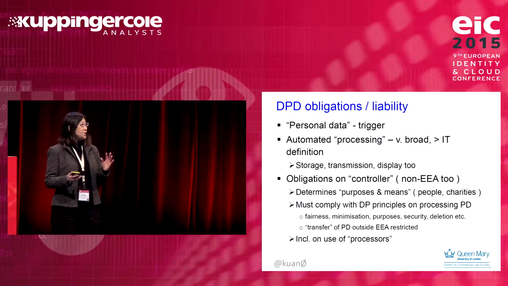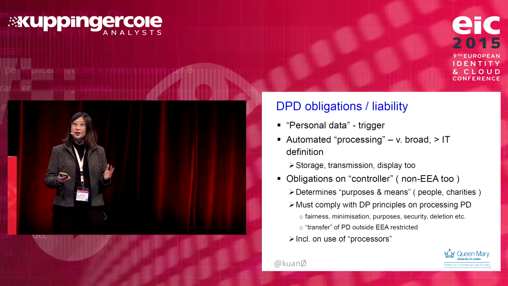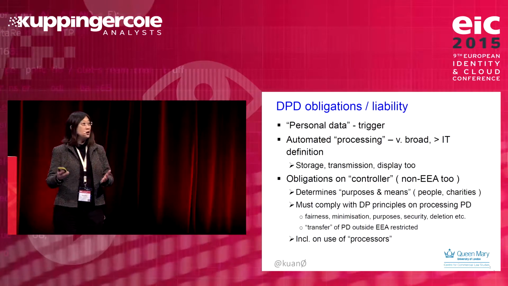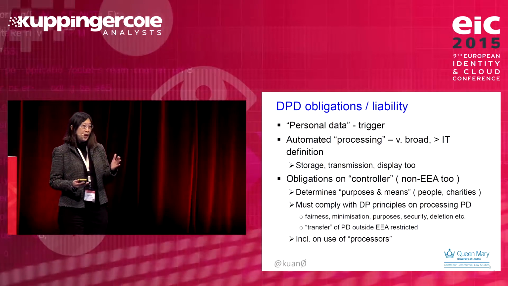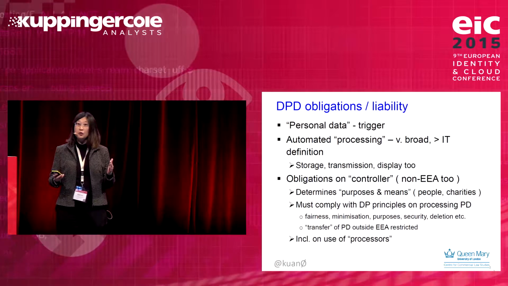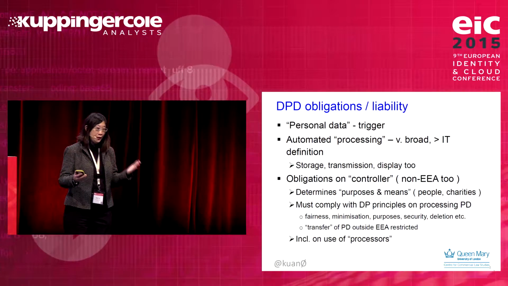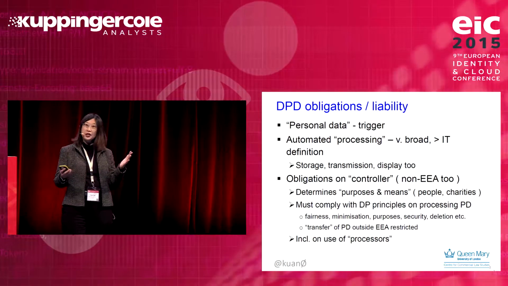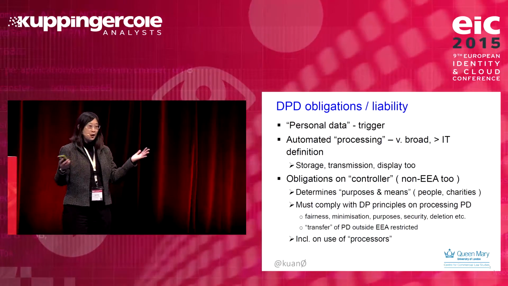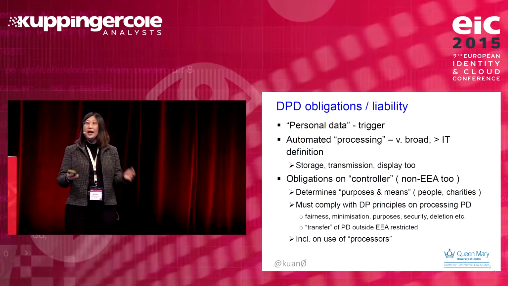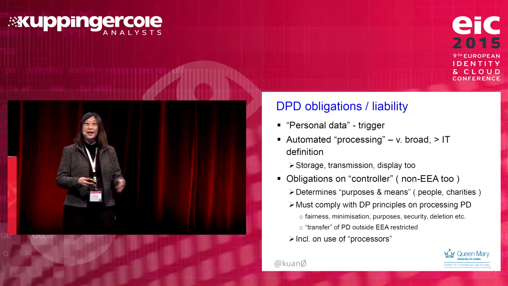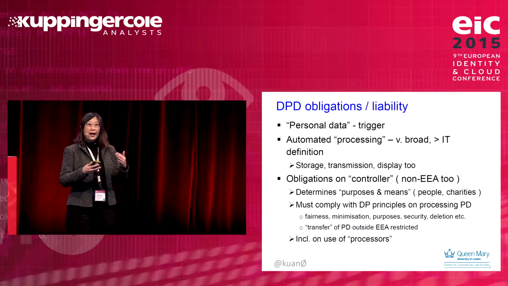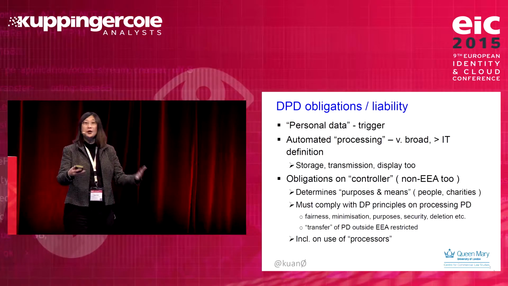The obligations under data protection law are on the controller, which could include non-EEA persons. And the controller is the person who controls the purposes and means of processing personal data. So an individual human being could be a controller, charities could be controllers, it's not just commercial organizations. And the controller is the person who's on the hook for complying with data protection law obligations, which include things like fair processing, purpose limitation, security obligations, deletion of data past its use, the purpose for its use, etc. And also restrictions on the transfer of personal data outside EEA territory. And there are also provisions when a controller wants to use a processor, a service provider, to help it with its processing.